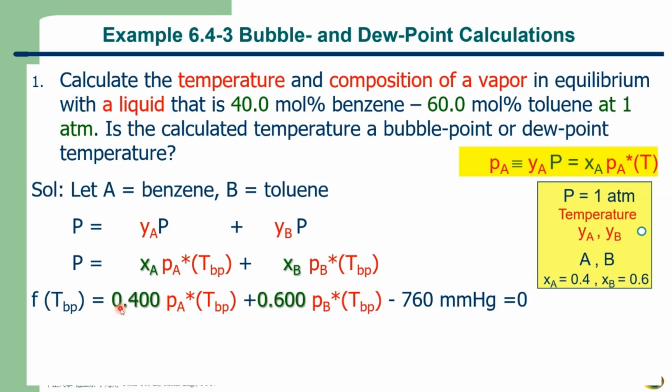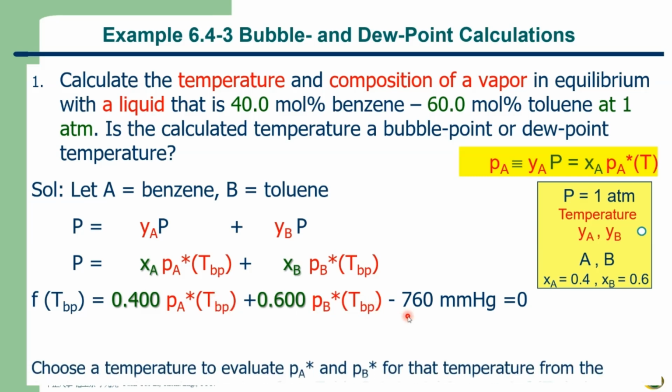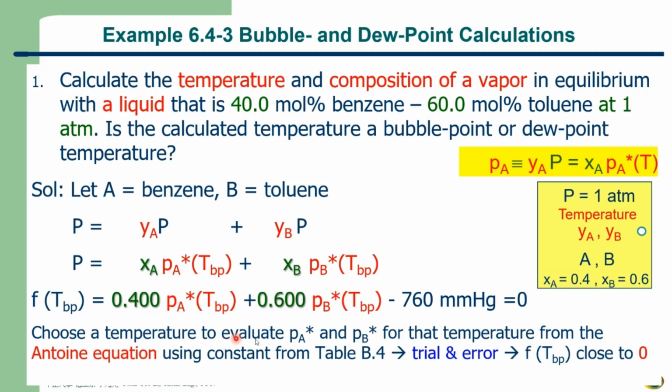So you put XA becomes 0.4 and XB 0.6, and because total pressure is 760 millimeter mercury, this equals 0. So now you want to do trial and error of TBP. So choose a temperature to evaluate vapor pressure A, vapor pressure B for the temperature from the Antoine equation using constants from Table B4. Use trial and error to let this be close to 0.